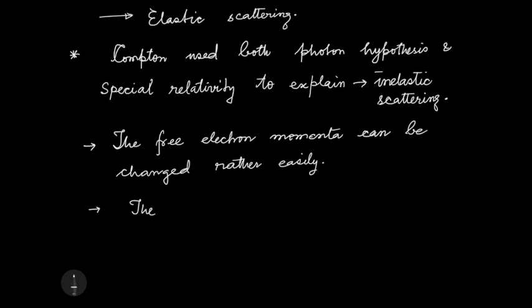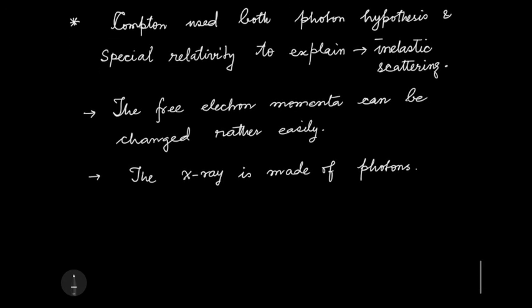The second thing is important. The X-ray is made of photons. So photons, remember what are they? They are packets of energy, not distributed in space, but the entire energy is there in a small region in space. So they are like particles, right? They're like particles of light. So Compton is using the light quantum hypothesis here.